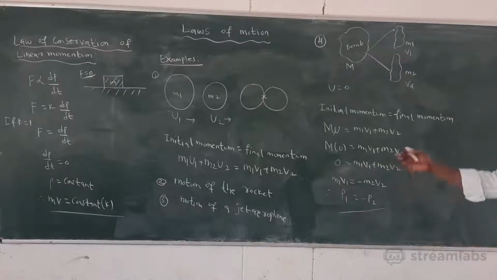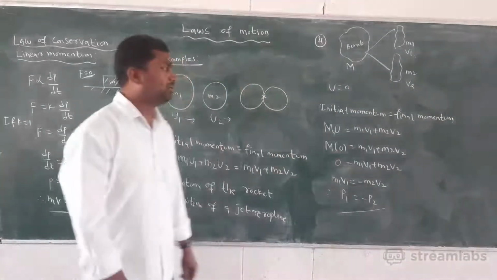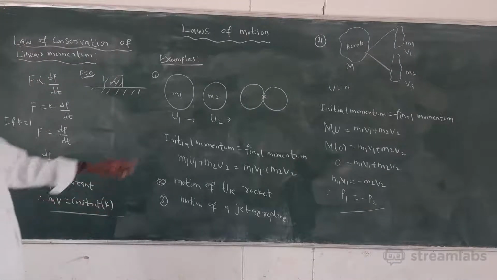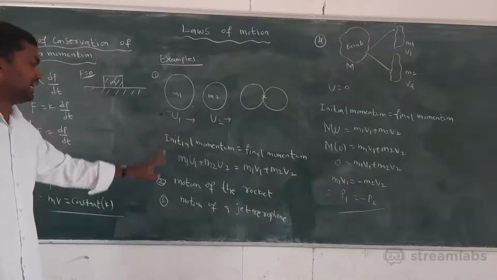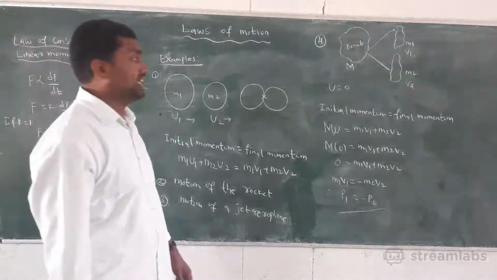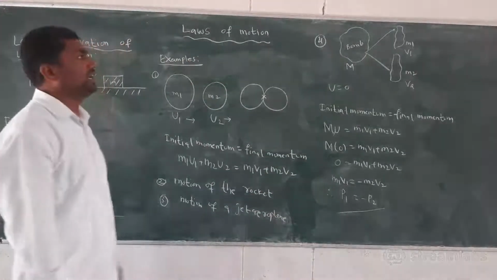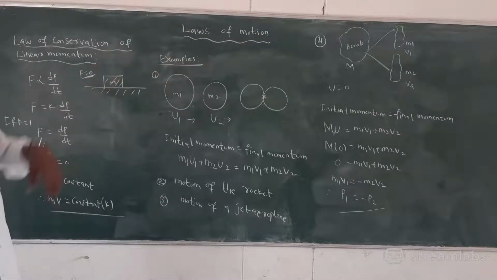So this is the question related to the law of conservation of linear momentum, where we learn about the 4 examples. The first example is elastic collision in one dimension, the second is the motion of the rocket, the third is the motion of the jet aeroplane, and the fourth is the bomb explosion, which splits into two pieces of mass m1 and m2.